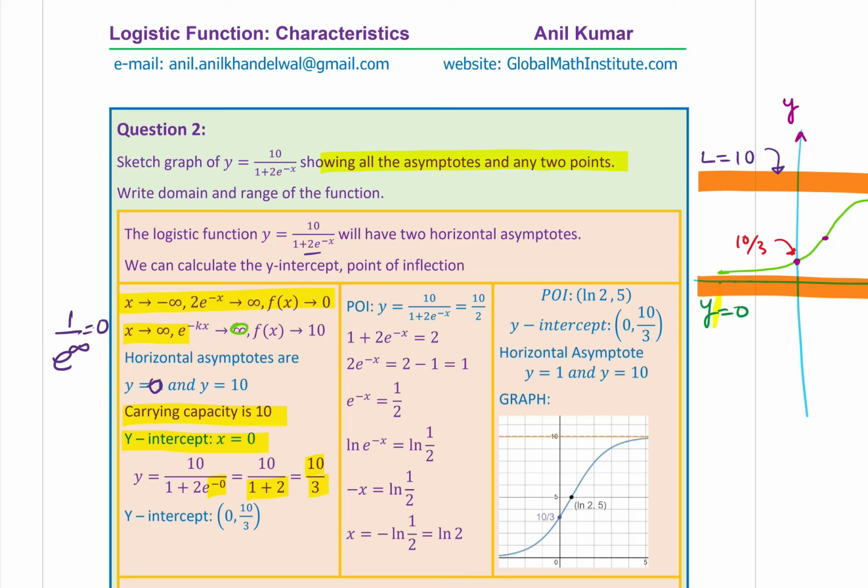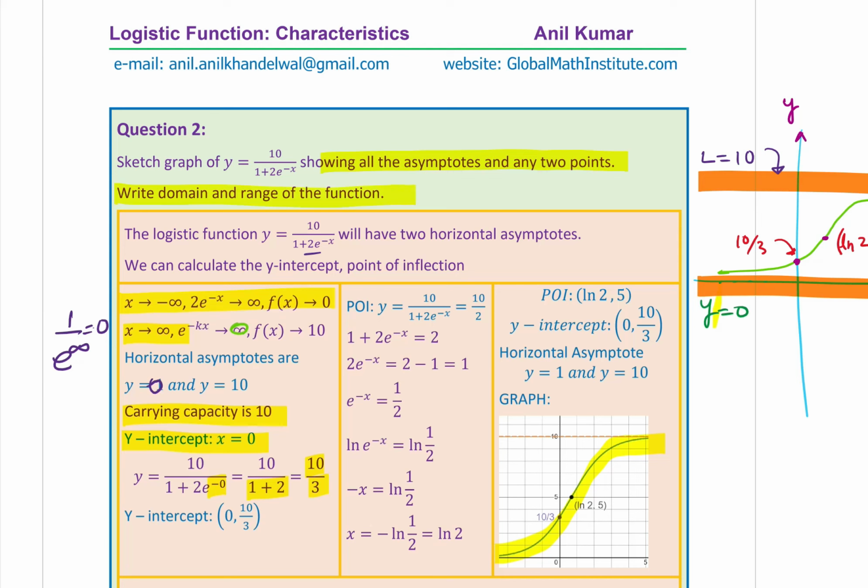So we do get this point, which is ln 2, and the y value is half of 10, which is 5. And so we get our 2 points in the shape of the curve, carrying capacity, half carrying capacity, and both the horizontal asymptotes. So with that, we can sketch our function, which is shown right there. Is that clear to you? With 2 horizontal asymptotes. Perfect.